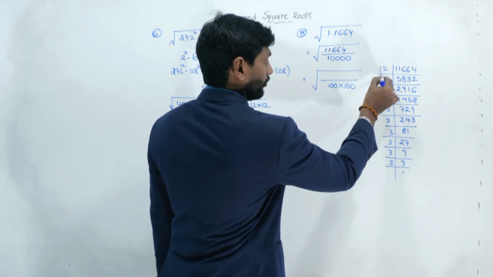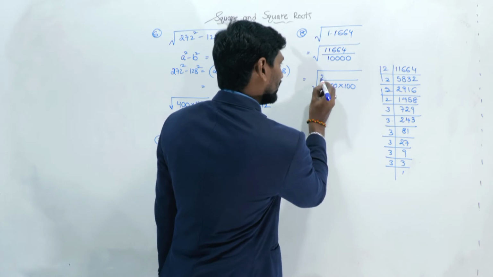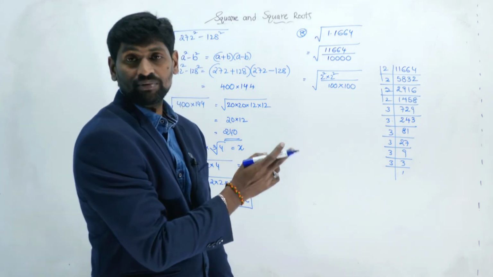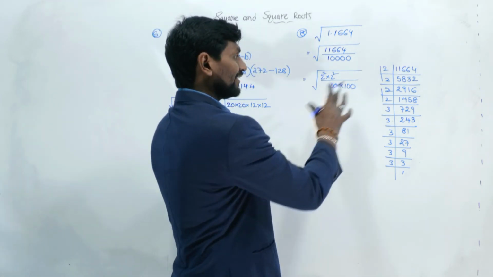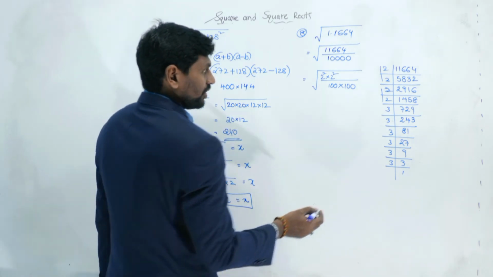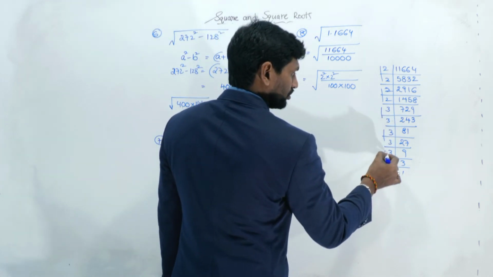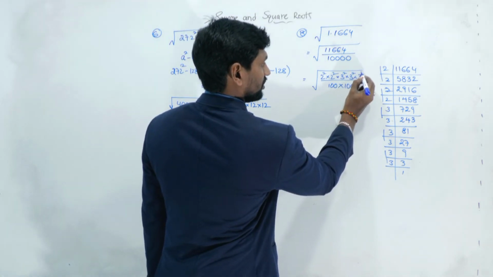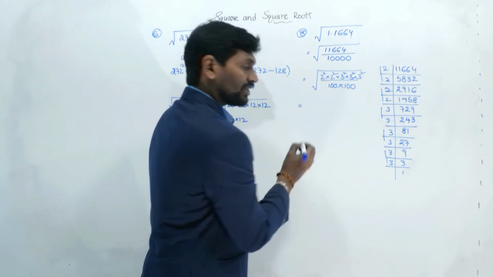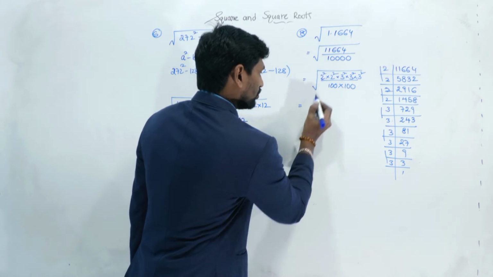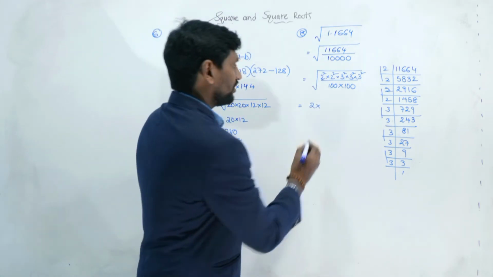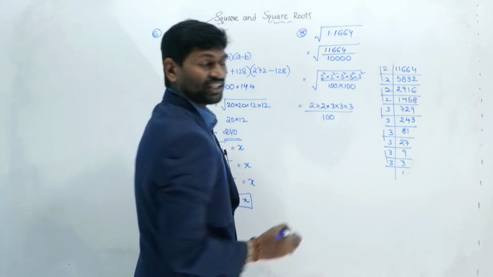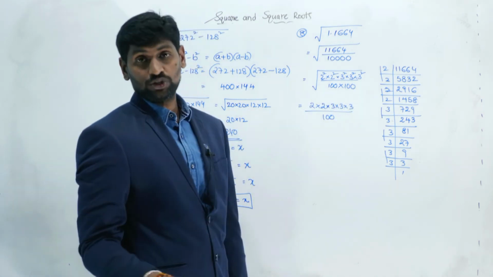Now see here. 2 how many times? 4 times. So I can write 2 square into 2 square, because it is a square root. That's why I am writing in the powers of 2. 3 how many times? 1, 2, 3. 3 times, 3 square into 3 square into 3 square. Now when 2 numbers are present in a square root, 1 will come. From 2 square, only 2 will come. Here 2, 3 into 3 into 3 by 100. Only 100 will come, since 100 into 100 is 100 square.